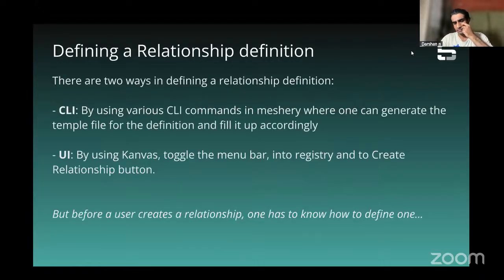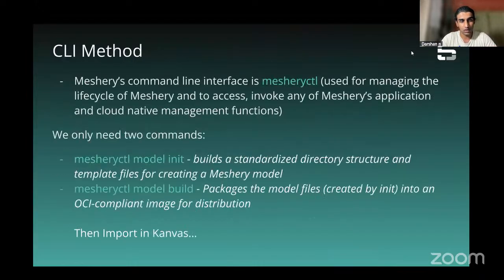So there are mainly two ways of defining a relationship. One of them is using the CLI, another is using the UI. I recommend the UI method because it's much easier. The CLI method involves using two commands. One is creating the folder structure by using mesheryctl model init. When you use this command, it creates the model JSON, the component JSON, the relationship JSON, credentials, and connection JSON.